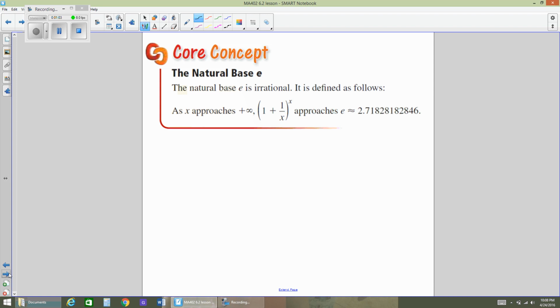So as you can see here, it says as x approaches positive infinity, the quantity of 1 plus 1 divided by x, to the x, approaches e. And e is basically 2.7182. That's what I remember to plug in my calculator if it doesn't have the e button. And it is simply a natural base. Okay, so we're thinking about this as compound interest, and we're compounding so many times that we reach this number.